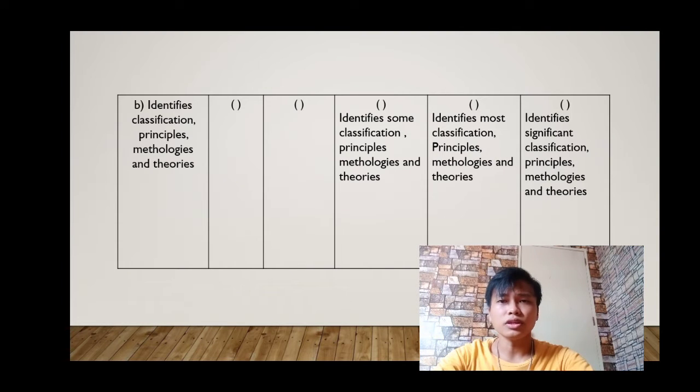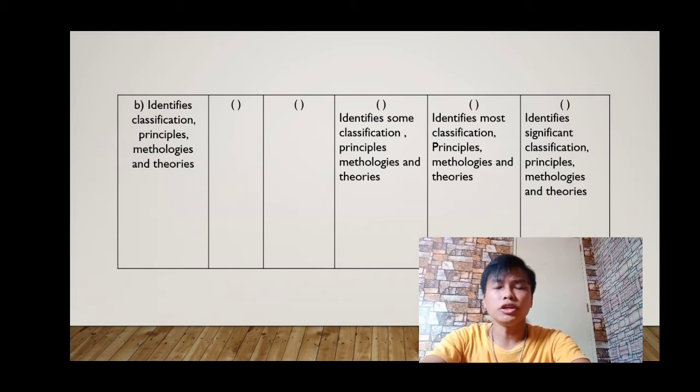So in the category of beginner, the students identify some of the classification, principles, methodologies, and theories. So the example of this in the beginner, the students identify the classification or the principles of the task which is given to them. And next is capable. In capable, the students identify most classification, principles, methodologies, and theories.